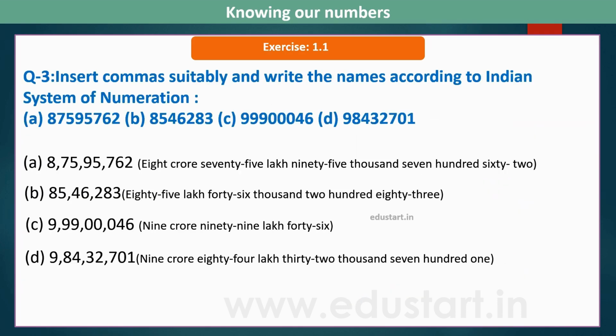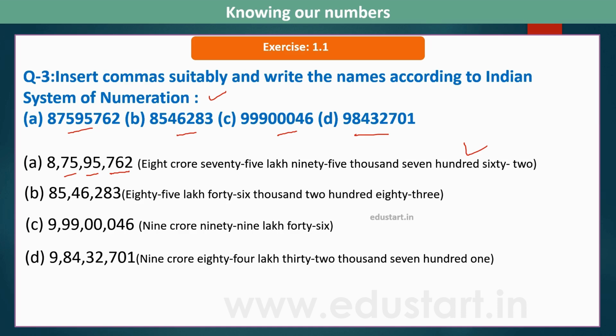Question number 3. Insert commas suitably and write the names according to the Indian system of numeration. So there are four numbers which are given. The first one is 8 crore 75 lakh 95,762, and the commas are placed, if you see, after 3 digits, after 2 digits, after 2 digits.